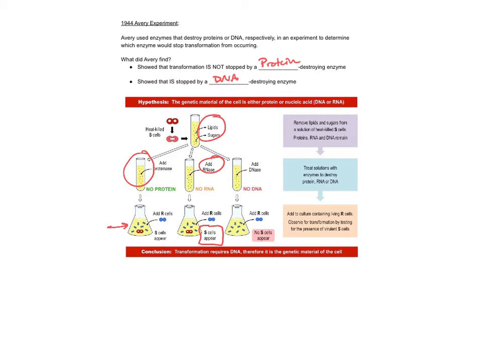Finally, he did an experiment where he broke down DNA with DNase, which is an enzyme that breaks apart DNA. When he broke down the DNA molecule, no S cells appeared. And that's really important because if he breaks apart DNA, then the DNA can't mutate the R cells to S cells, which means that DNA is important and must be present in order for transformation to happen. So if DNA is missing, transformation cannot occur.